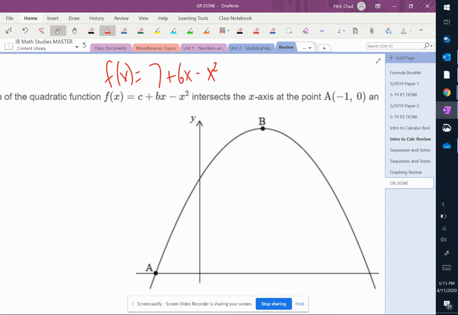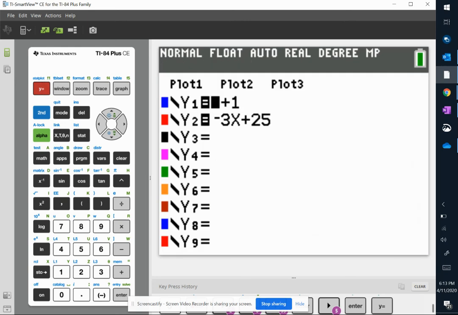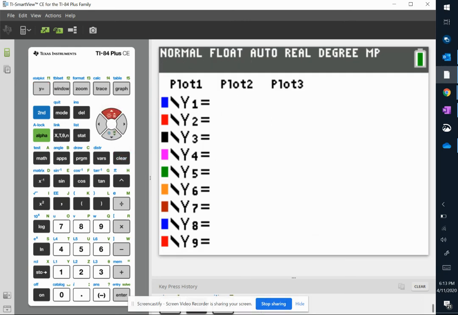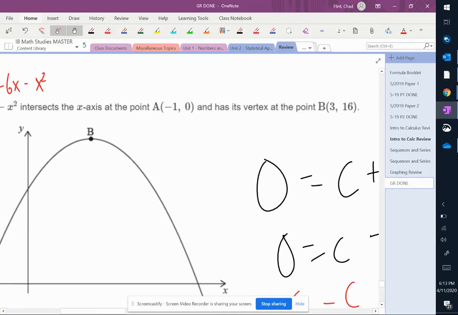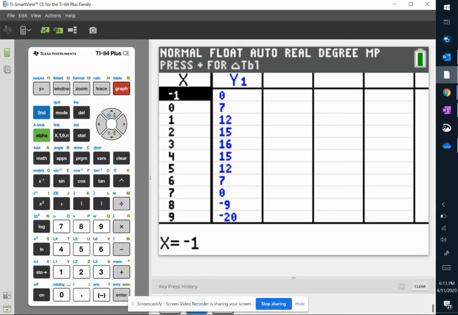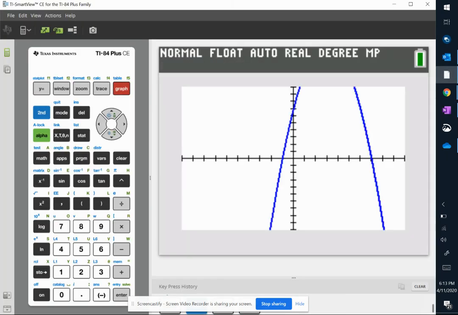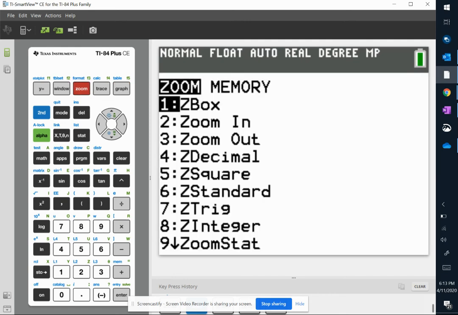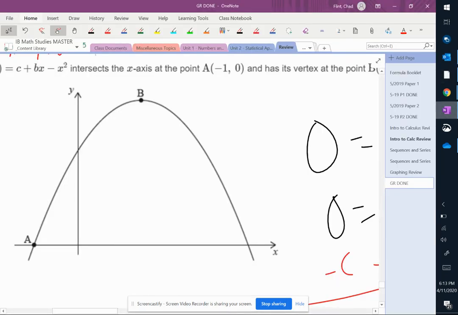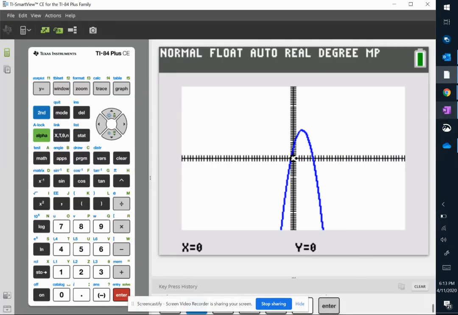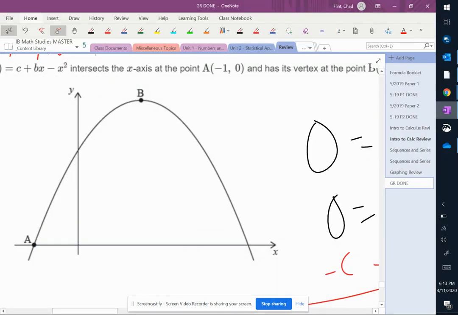So I'm going to go back to my graph. I'm going to clear both of these out of there. 7 plus 6x minus x squared. Enter. Go to the table. Negative 1 gives zero there. And 3, 16 is the right point, right? 3, 16. I'm going to hit the graph button and make sure that it looks relatively the same. I'm going to zoom out, zoom out. Looks like that, which looks similar to that graph. I have no scale for reference, but it looks like that. All right, so I should be covered. That should be right, and that should be good.